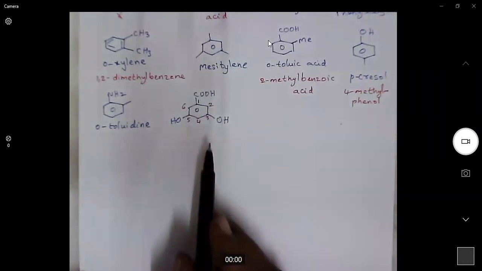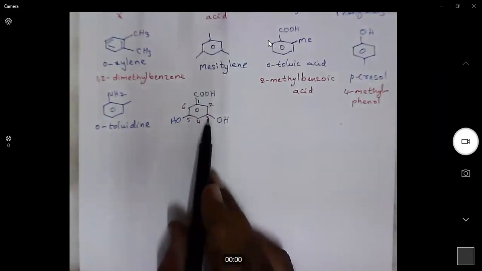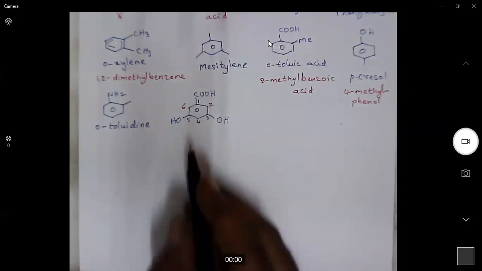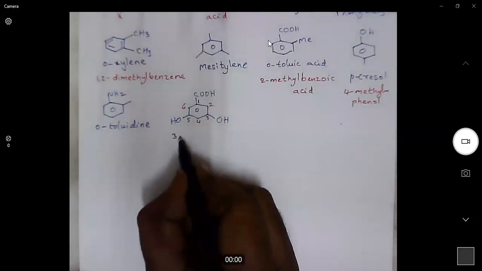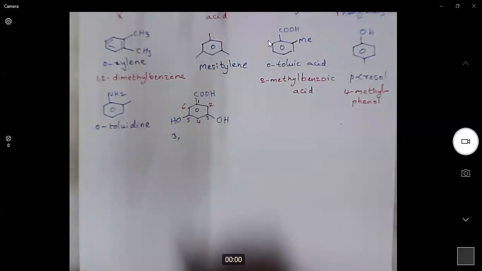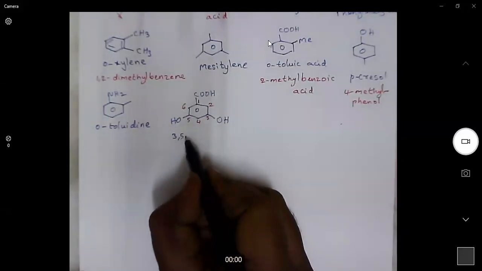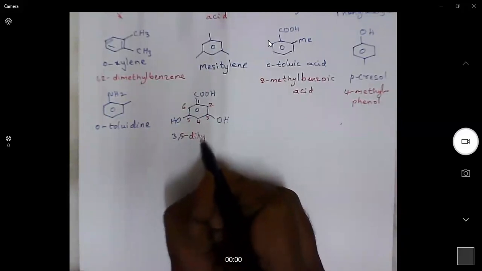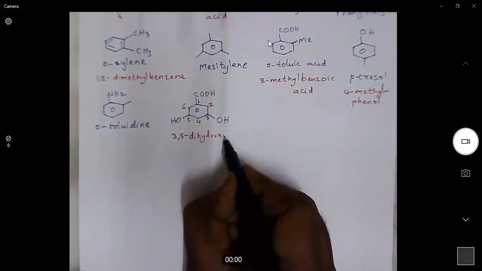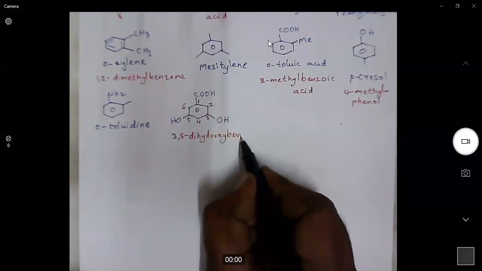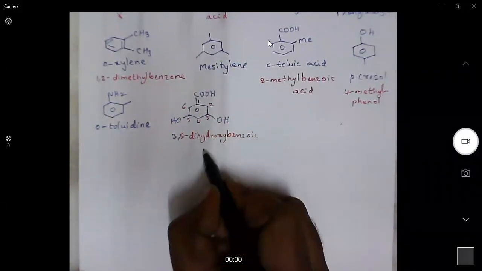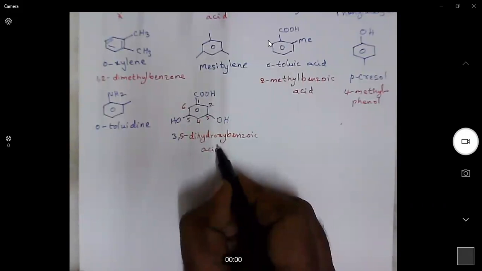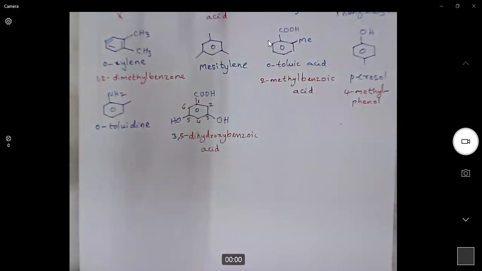Where are these two OH groups? These are on third carbon and fifth carbon. So we can write, yes, this is the IUPAC nomenclature. I'll write it in red color: 3,5-dihydroxy benzoic acid. Yes, a space must be given before acid. So I have written it in the next line.